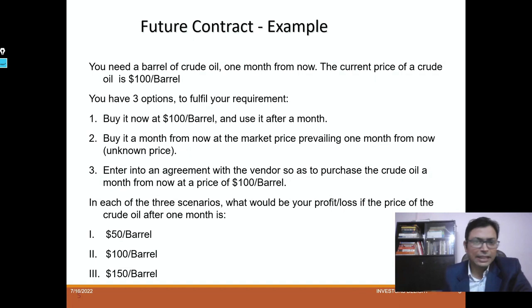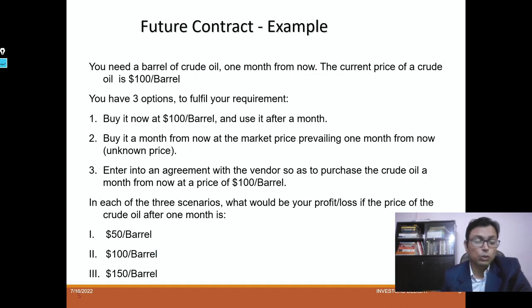So let's take an example of a futures contract. You need to buy crude oil 1 month from now, and the current price of crude oil is $100 per barrel. Now you have three options to fulfill your requirement. The first one is to buy it now at $100 per barrel and use it after 1 month. The next option is to buy it at the market price prevailing 1 month from now.